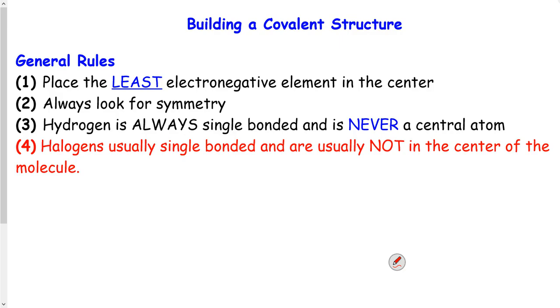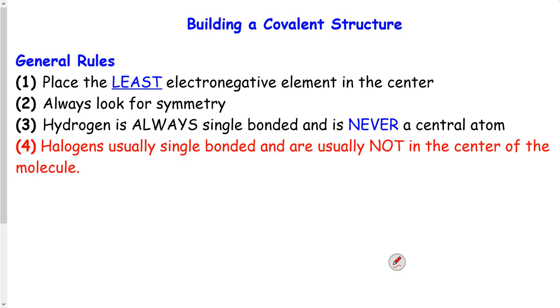And as we start to build our structures, we're going to notice that we have a certain number of rules. So as you look at this particular slide, I'd like you to keep in mind that the general rules for building covalent compounds are as follows. You're going to place the least electronegative element in the center. We're going to look for symmetry as best as possible. It's not always going to be feasible, but try to make it symmetrical. The element hydrogen always forms a single bond and it's never in the center.